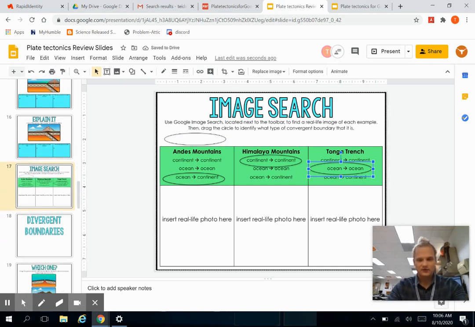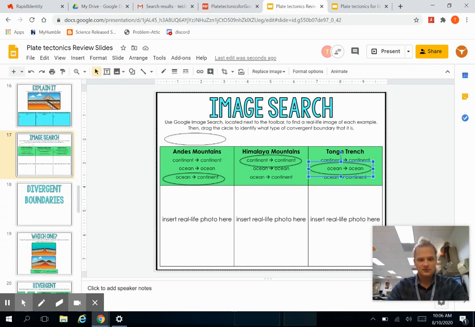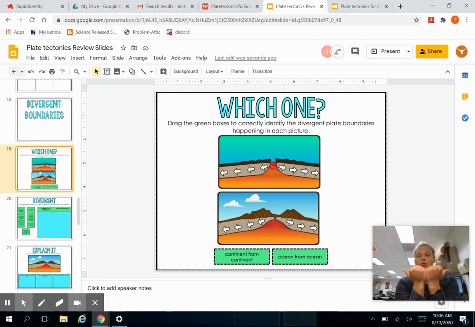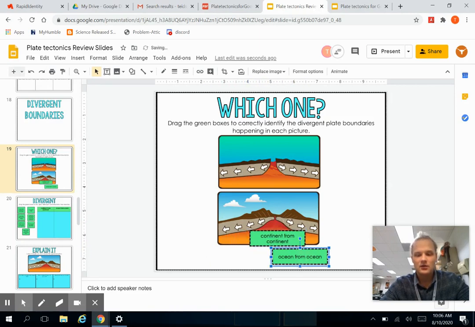Alrighty, perfect. Good job, you guys. Let's keep on going. Make sure to insert your real photos right in there. Divergent boundaries. Okay. Now our plates are going away from each other, so new crust is going to be created. You see that in this photo. So drag the green boxes correctly. Identify continent would be right here, or ocean would be right here.